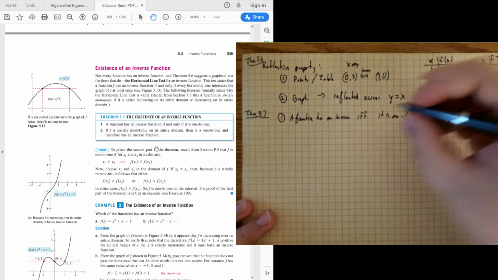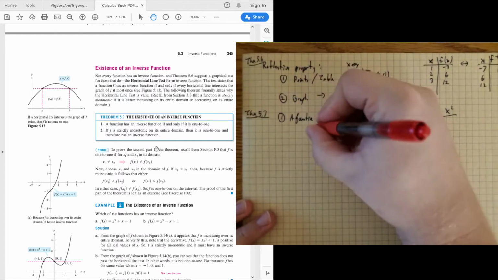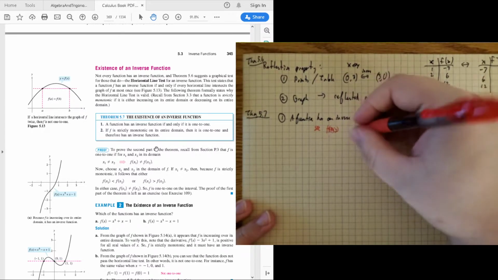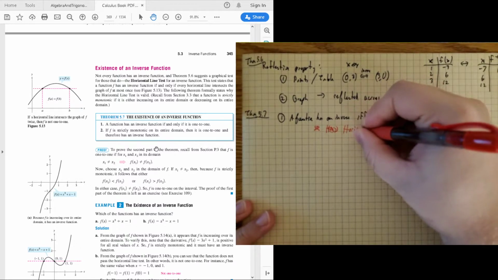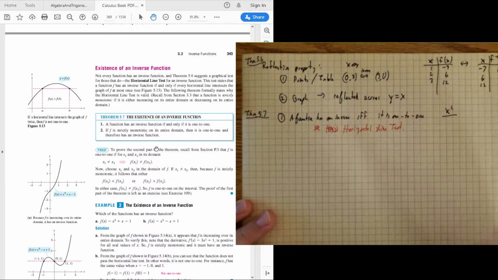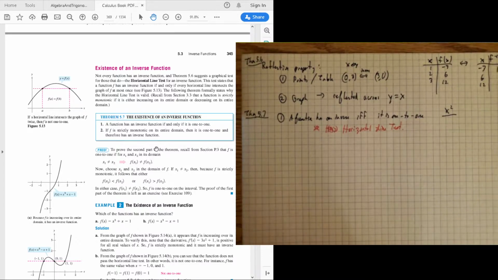The phrase one-to-one essentially means it has to pass the horizontal line test. Wow, I can't write today. Not that I could write any other day. Horizontal line test. It has to pass this test. So you can see over here in the example in the text, this would not have an inverse function. It would have an inverse, but not an inverse function. Because it doesn't pass this horizontal line test, it will not end up having an inverse function, which is a big detail. We care about inverse functions.